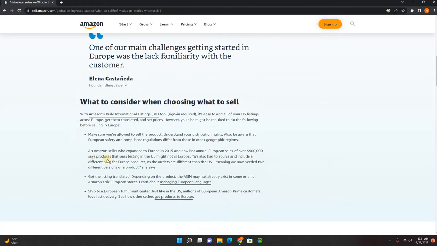So I just have to show you, because you people will ask me again what to consider when choosing what to sell. Okay, check from here with the Amazon Build International Listing tool. So you can check from here. Okay, don't forget the ASIN. ASIN is very important, like a barcode.